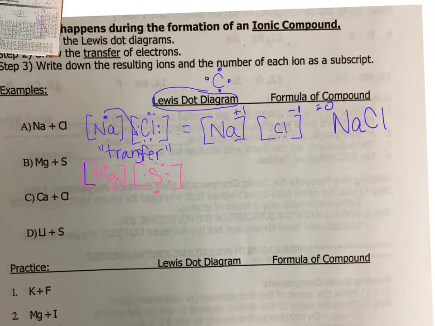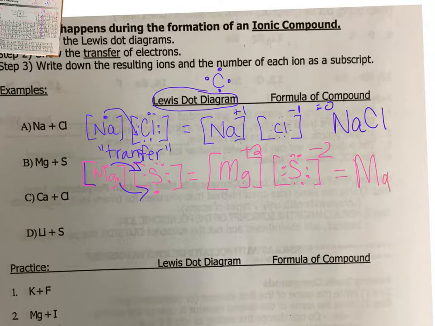So that first step is show the transfer. That's your transfer step. All right, now we're going to draw what it looks like after. So we now have magnesium with no valence electrons. What charge did he accumulate? A positive 2. Good. And then sulfur took on those extra ones, so now he has a full 8 or an octet. So his charge is now a -2. Okay? Once again, we have 1 magnesium, 1 sulfur. So it's just MgS. And my charges equal 0.